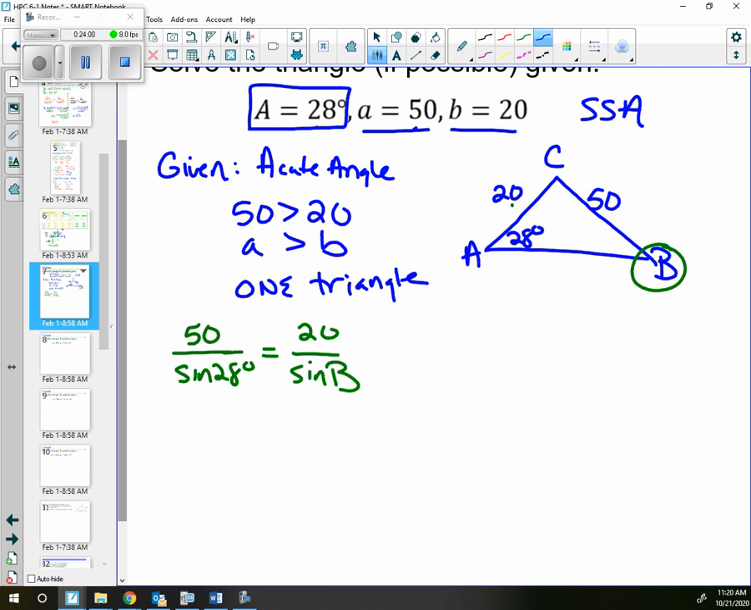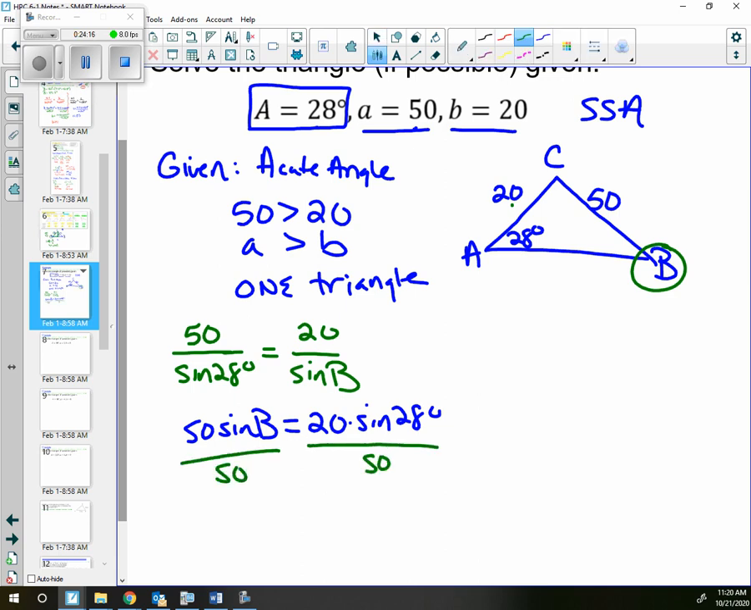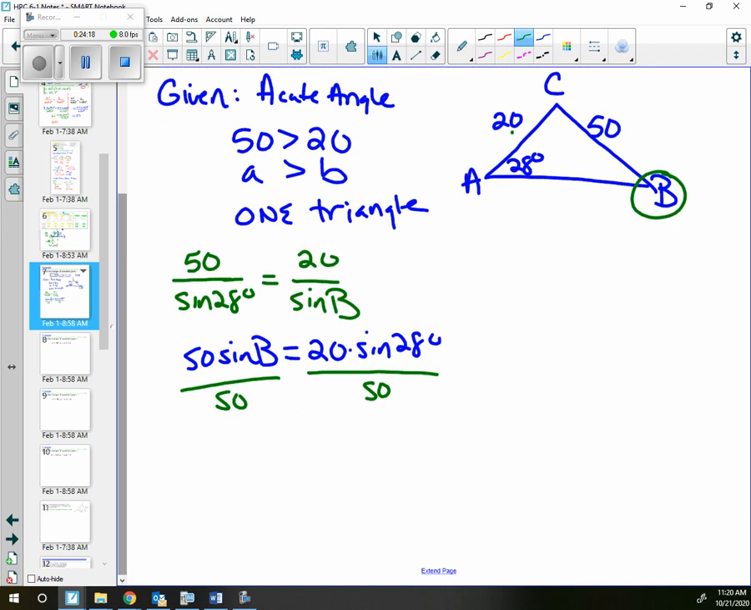So when I cross multiply divide, that would be 50 times the sine of B. And again, on this first one, I'll show more, and then we can kind of scale back. Then 20 times the sine of 28. And then to be able to solve, I need to get sine of B by itself. So I'm going to divide by 50, and that's what sine of b is. So a little bit different than in the last situation. I'm not done yet, right? I have to figure out what angle b is.